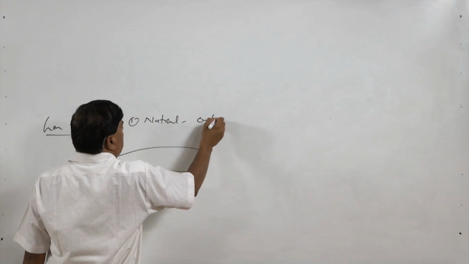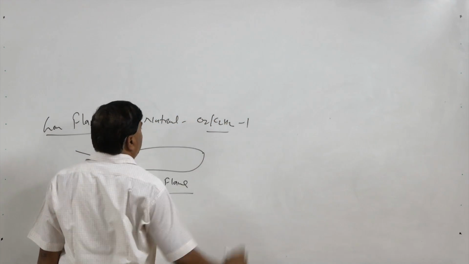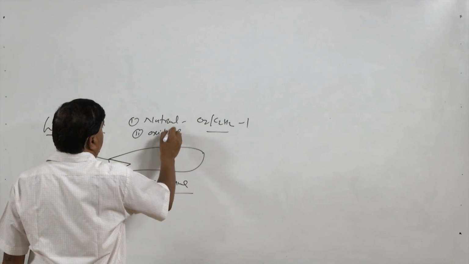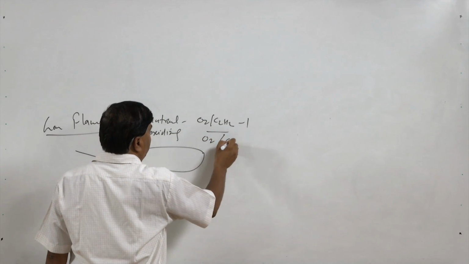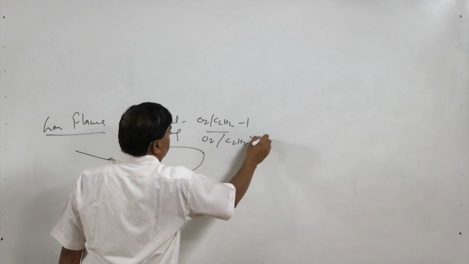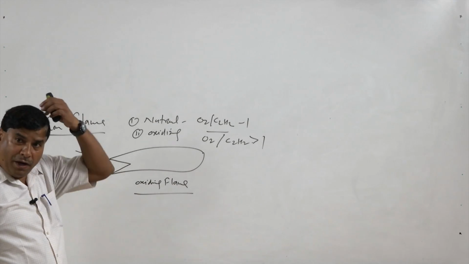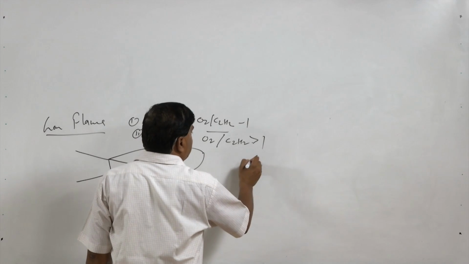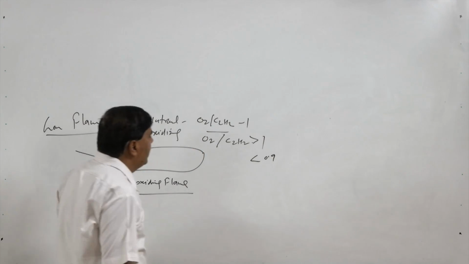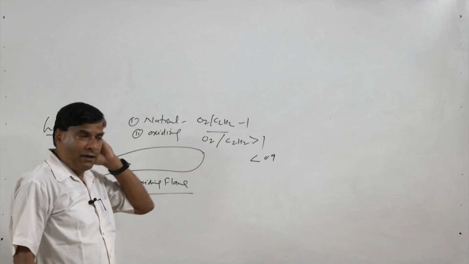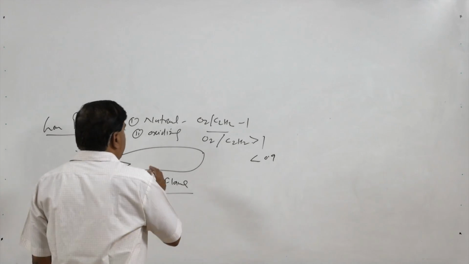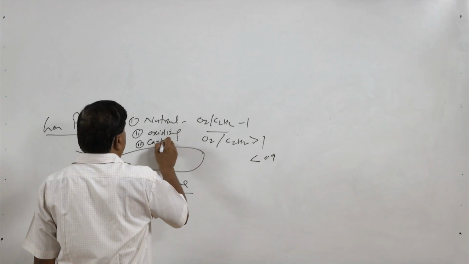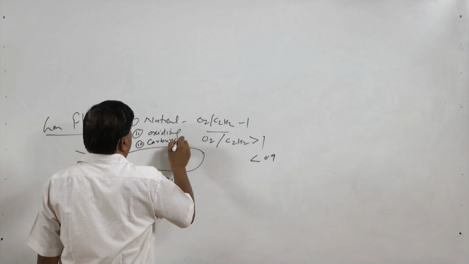when the oxygen and acetylene ratio is 1, and the second is the oxidizing flame, when the oxygen is more than actually required for complete combustion. So, this ratio is generally more than 1 or 1.1, and when the ratio is reversed, like this ratio is less than 0.9 or less than 1, where acetylene is more than the oxygen, in that case we get the third, which is the carburizing flame.